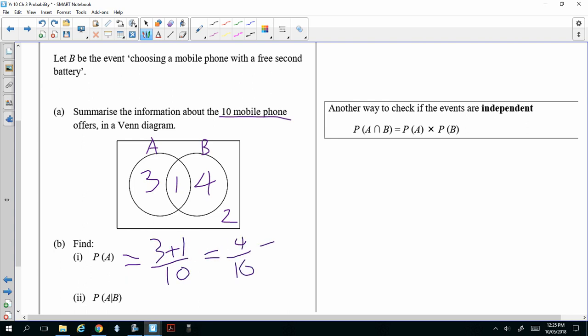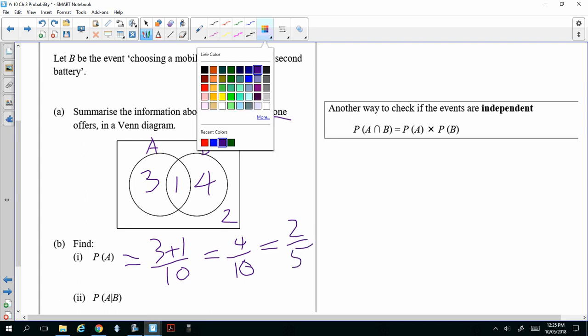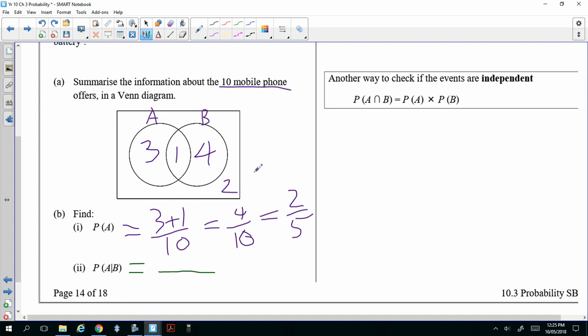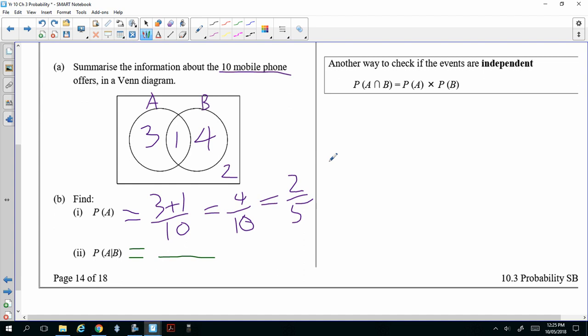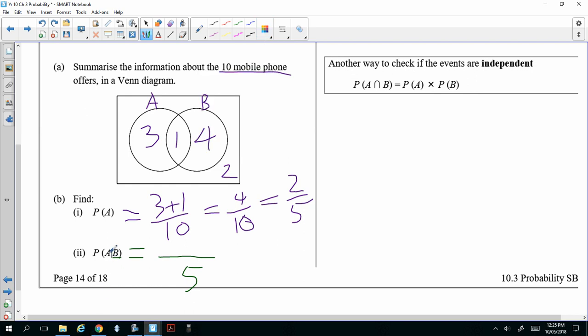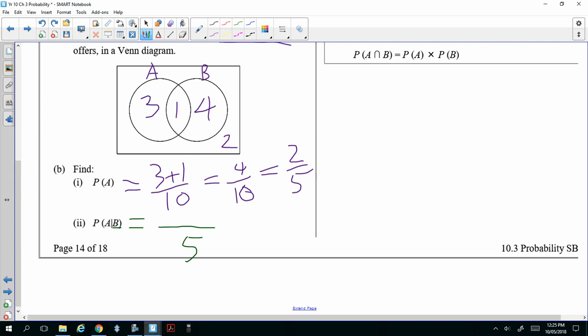Now we're going to calculate the conditional probability. Find the probability of A given B has happened. Given that B has happened, that it has a free battery, how many mobile phones have a free battery? 5. Out of the 5, how many have a free connection? 1. So write 1 out of 5. So 1 out of 5 has a free connection out of the ones that have a free battery.